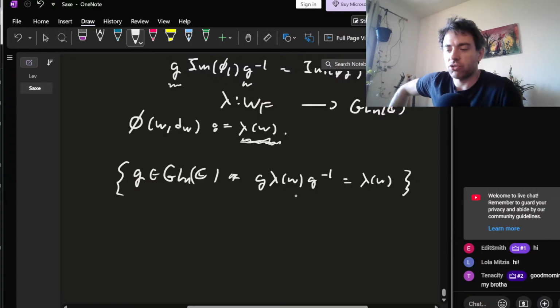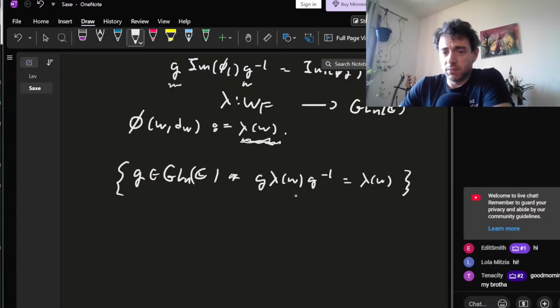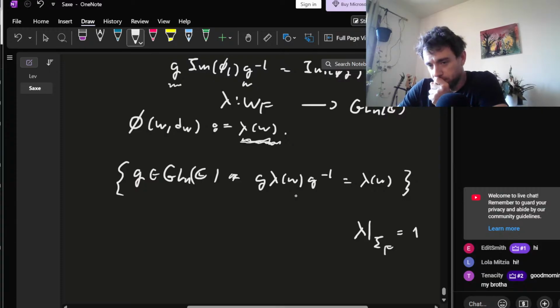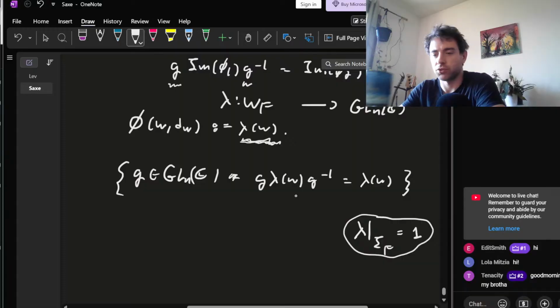Actually, there is something more complicated going on here. This isn't the right definition in the case where lambda is not trivial on this group, but I'm going to sweep this under the rug for now. Maybe we can talk about it later if you really want.